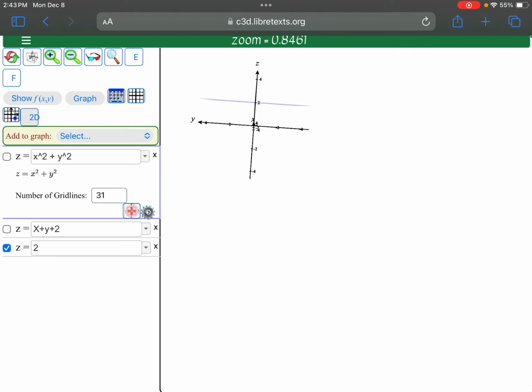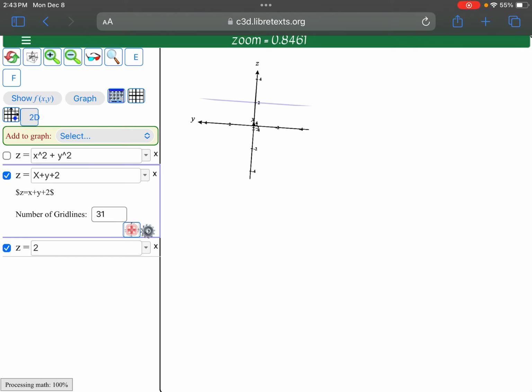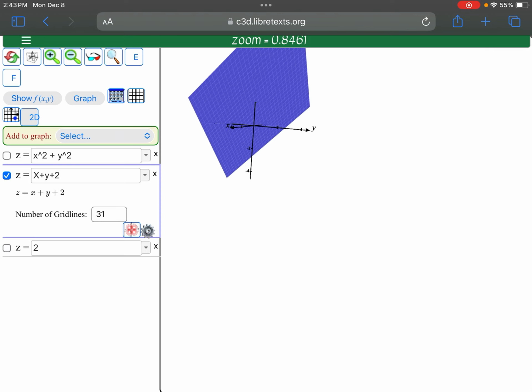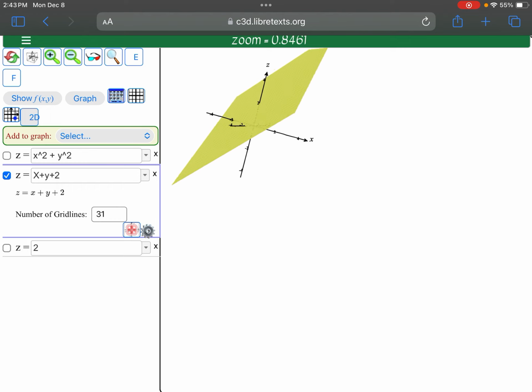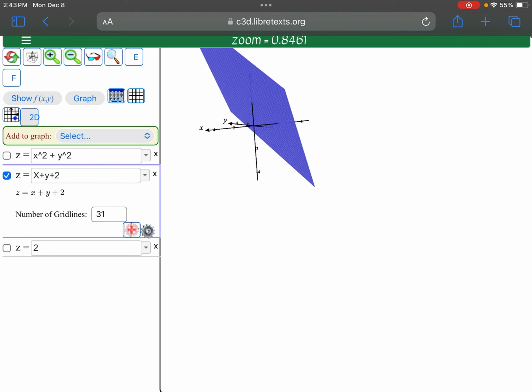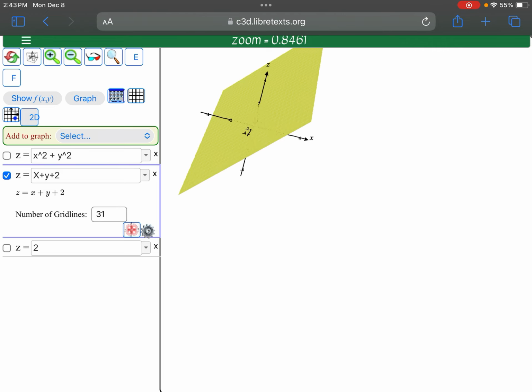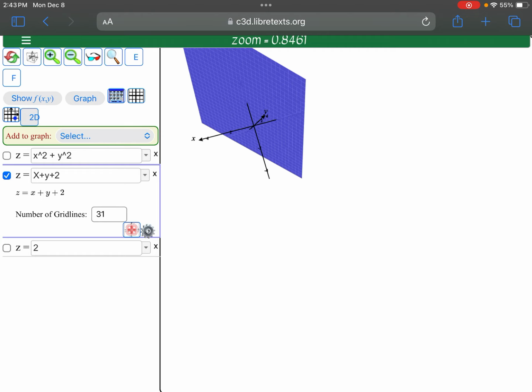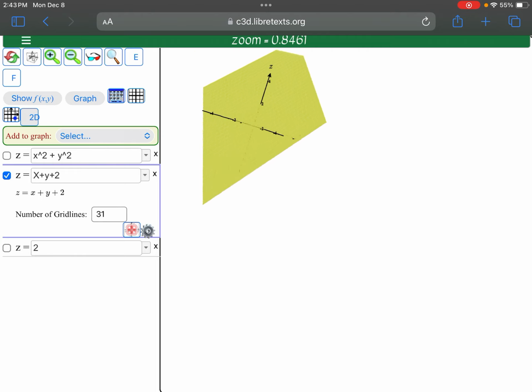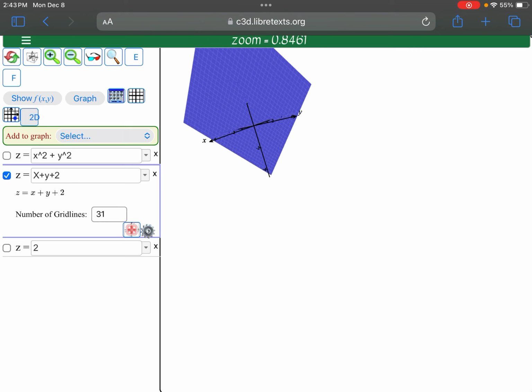For the second one, f of x, y equal to x plus y plus 2. It is also a plane. It's kind of like a sideways plane, right? Technology does a really great job of doing the work we don't want to do. We can turn them around and help visualize them. We can mess with these windows all we want. But that next one is a plane.